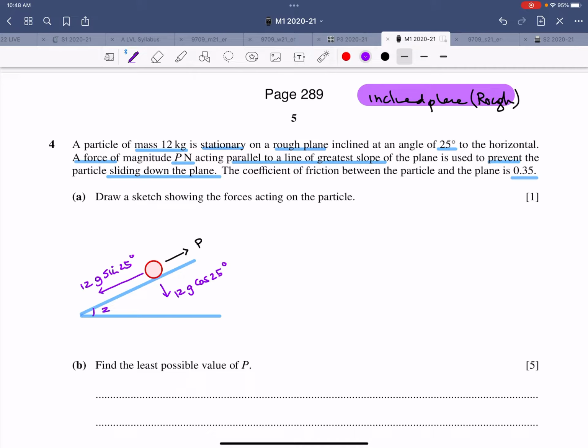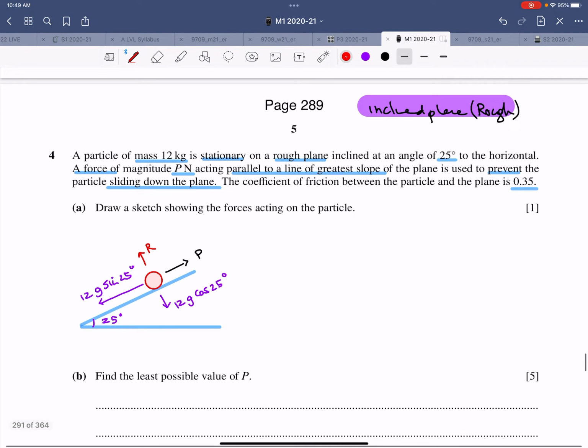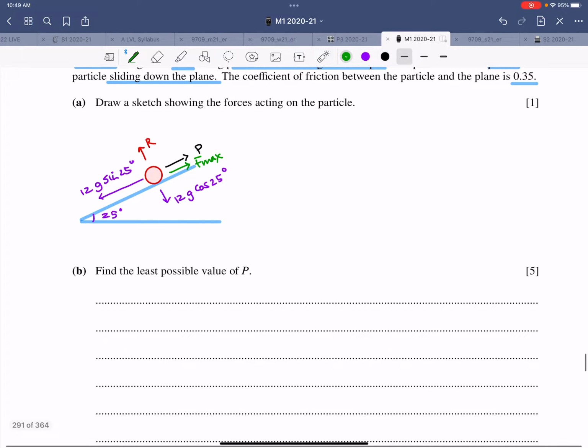And then you should label the angle also. What else should we label? We should label the R and now the friction force. Because it is being prevented from sliding down, therefore friction is acting upwards. So F max is acting upwards. These are all the forces that need to be labeled. Now find the least possible value of P. This is the least possible value of P because if there was a possibility of the particle moving up, then F max would be down. So those are the two options.